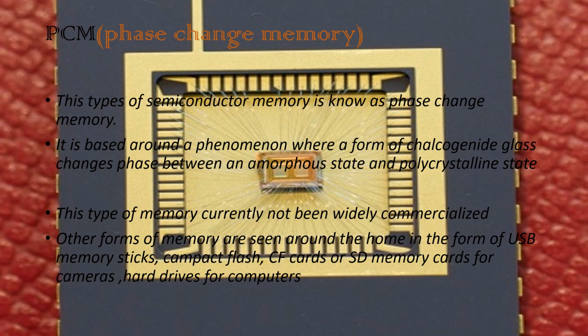Other forms of memory are even around the home in the form of USB memory sticks, compact flash CF cards or SD memory cards for cameras, and hard drives for computers.